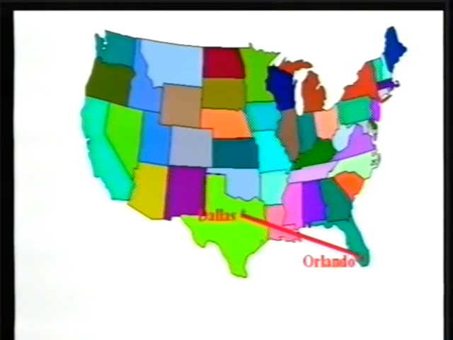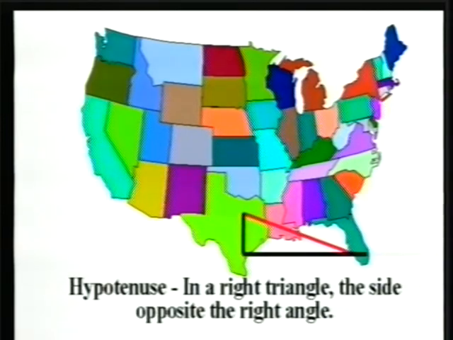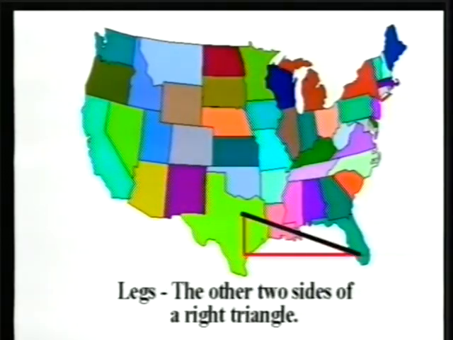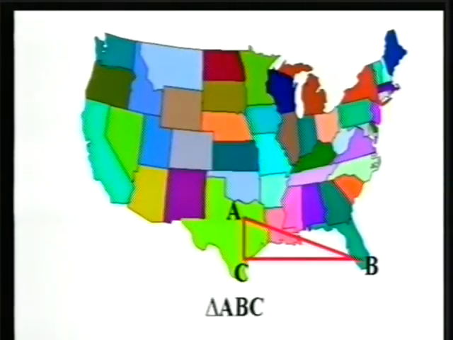But to be able to figure that out for ourselves on a map, we can use the concept of right triangles. If we draw a right triangle using our direct route as the hypotenuse, the side opposite the right angle, one leg being the distance from Dallas to Houston, the other leg of the right triangle would be the distance from Houston to Orlando, causing us to create the right triangle labeled ABC.